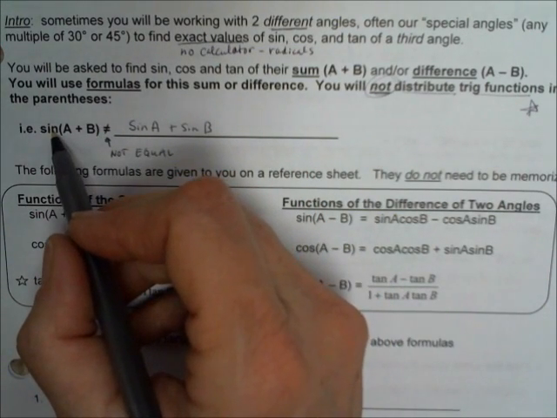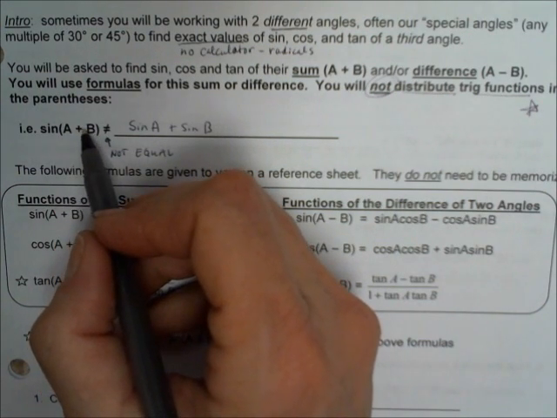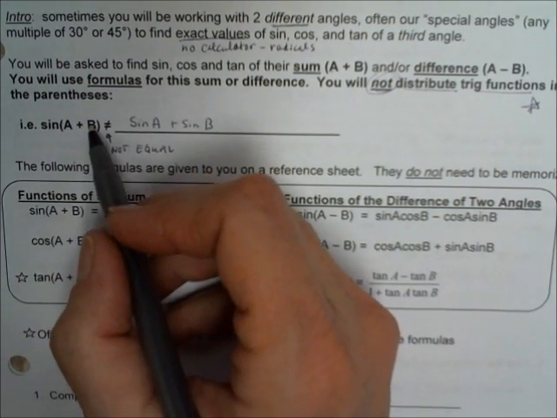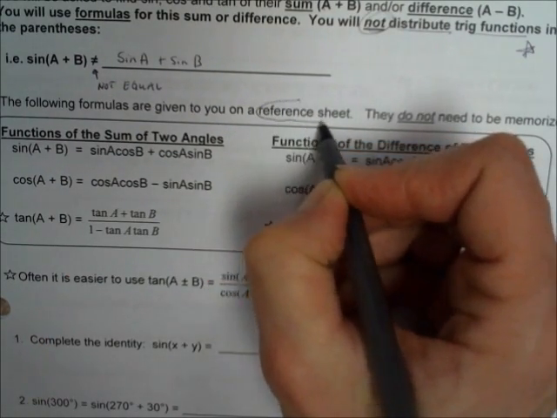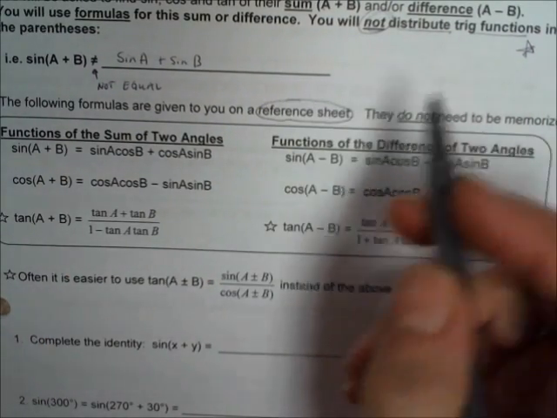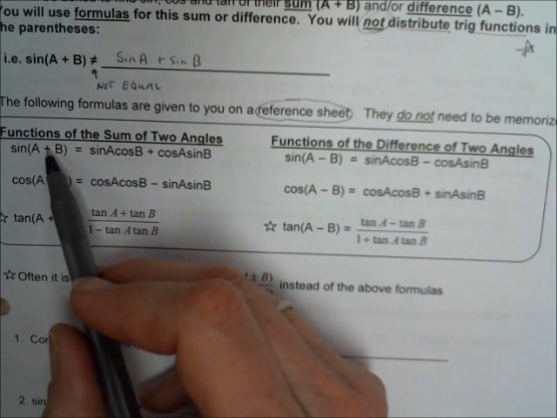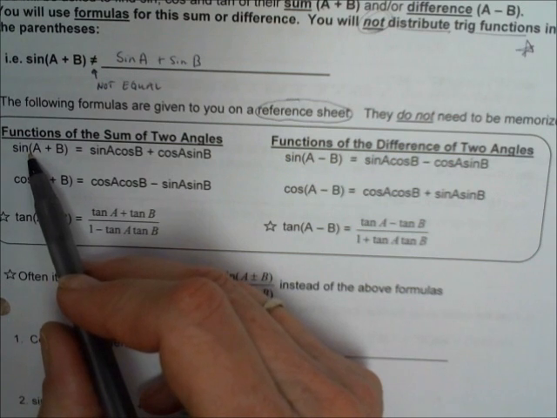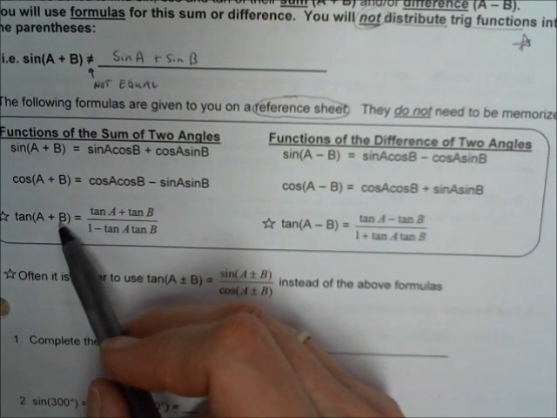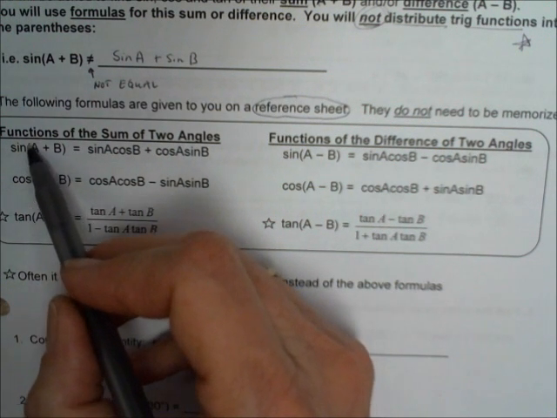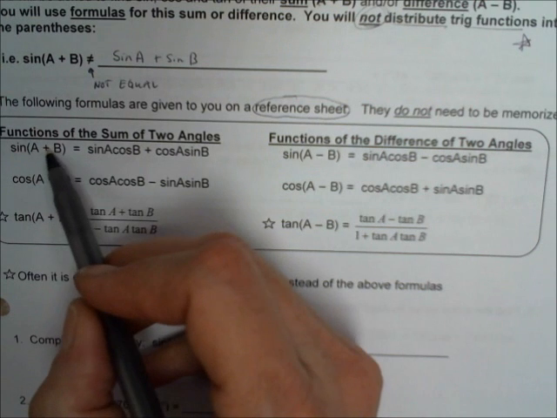Whenever you see the sine of a plus b, or maybe the sine of a minus b, or the tangent of a plus b or minus b, what you're going to do is go to a reference sheet that'll always be given to you. And on this reference sheet, you're going to have formulas. And the formulas are for the sine, the cosine, and the tangent of a plus b. So whatever a is, maybe a is 30 degrees and b is 45 degrees.